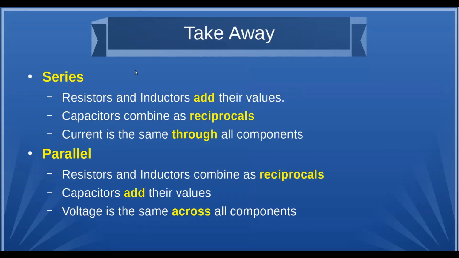Okay, so in a series circuit, resistors and inductors add up, and capacitors are reciprocals. Current is the same through all the components in a series circuit. In a parallel circuit, resistors and inductors combine as reciprocals. Capacitors add, and the voltage is the same across all the components.